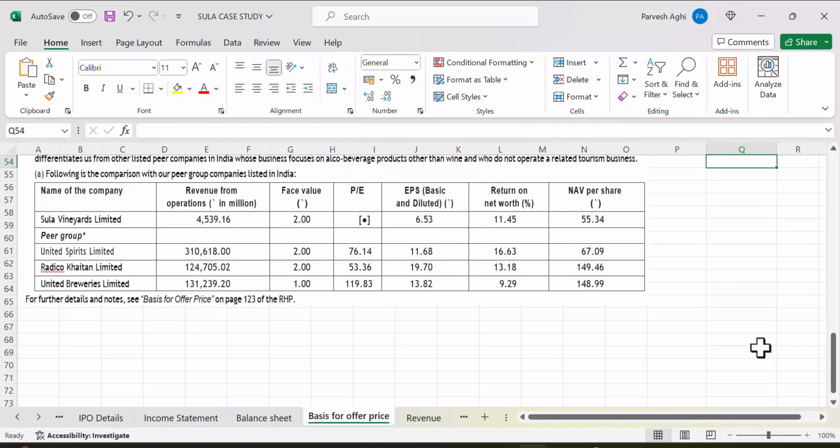Now look at this. Sula, their PE ratio they have shown at the top is 52. United Spirits is trading at 76 PE ratio. Whereas Radico Khaitan Limited is trading at 53 PE ratio, and United Breweries, the Kingfisher guys, their company is trading at 119. So there are companies trading at 119 PE ratio, and companies trading at 53 and 76. So if they are offering the shares at 53 or 54, it seems to be okay. It's at the lower end.